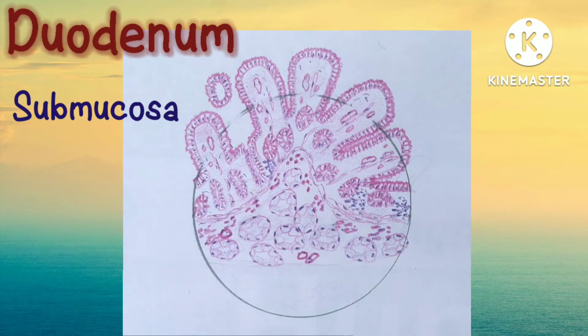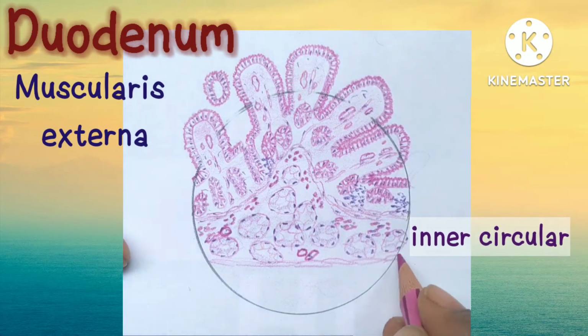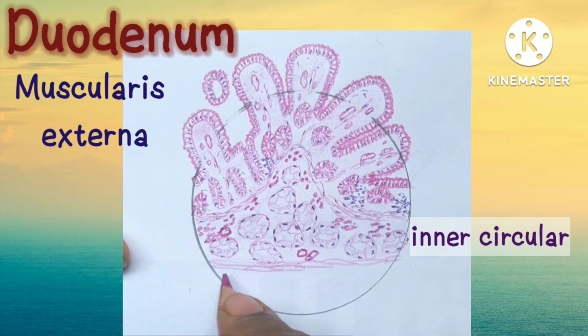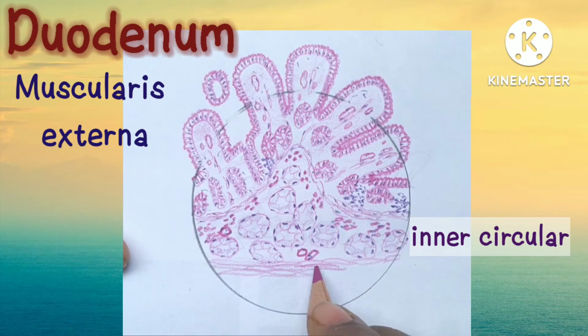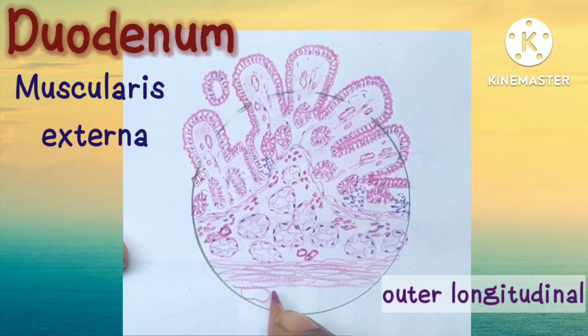So the next layer, the third layer below the submucosa, is the muscularis externa. That is similar to other parts of the GIT. It consists of an inner circular and an outer longitudinal layer. So make sure to write that the thickness of these muscle layers should be thicker compared to the muscularis mucosae.